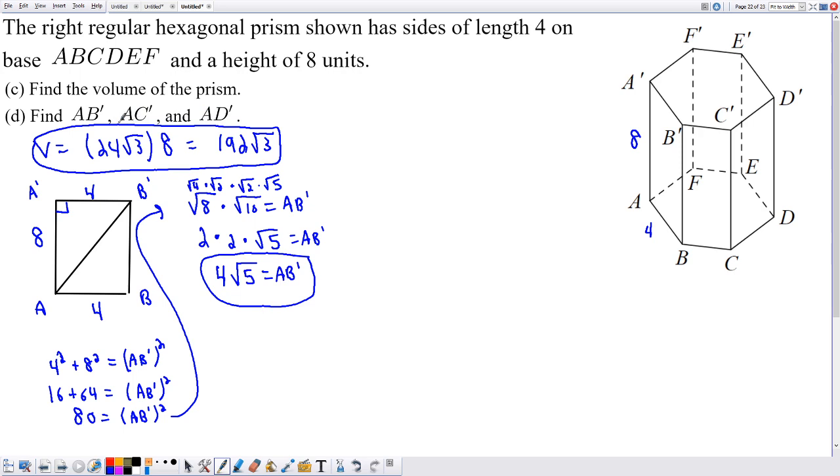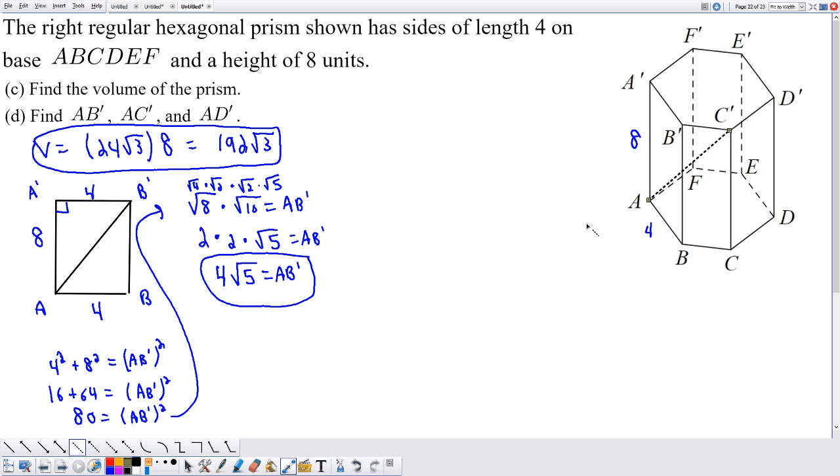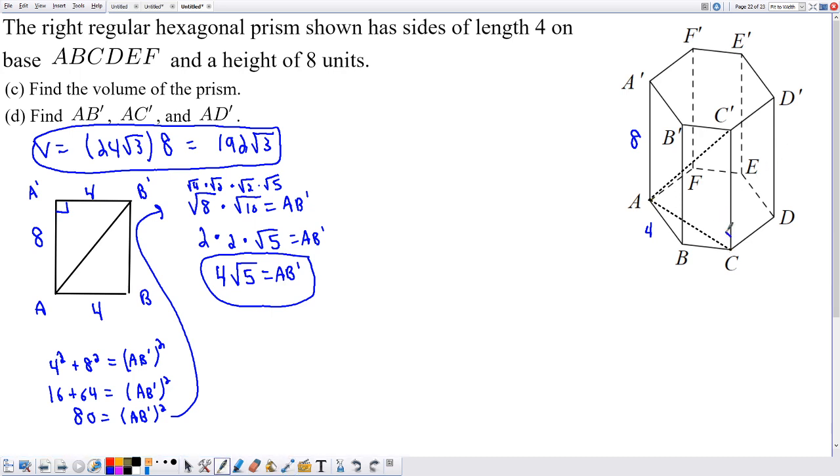We want to solve for AC prime. Well, that would be the length from A all the way to C prime itself. Now that can be a little bit harder to visualize, but what we could do is connect A to C, and then if we look at the figure C prime AC, that is going to form a right triangle because it's a right rectangular prism. So that means that the angle right here is a right angle.